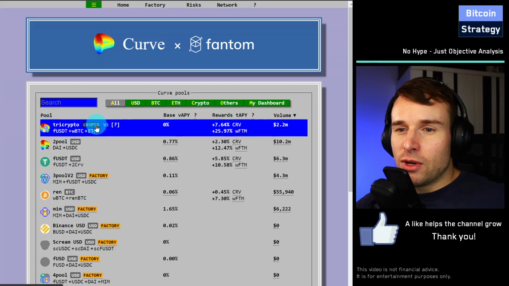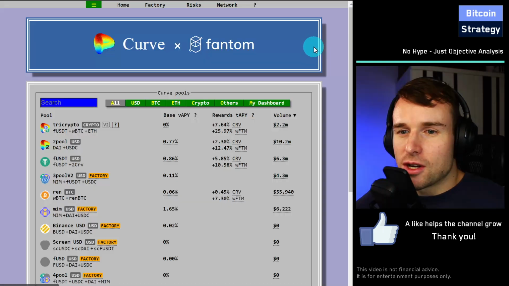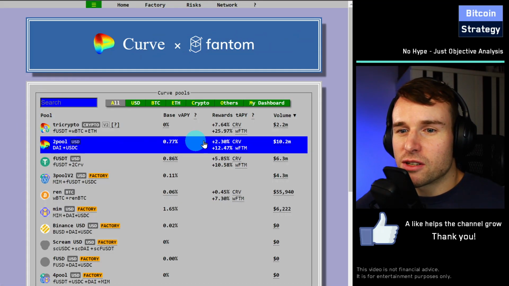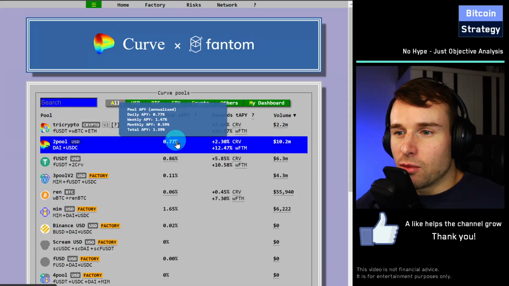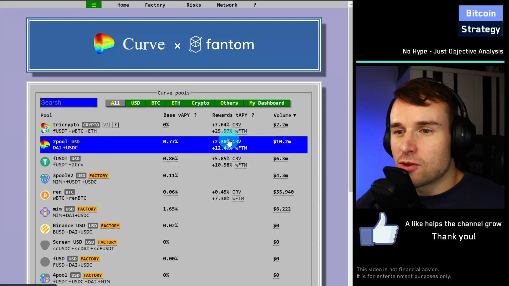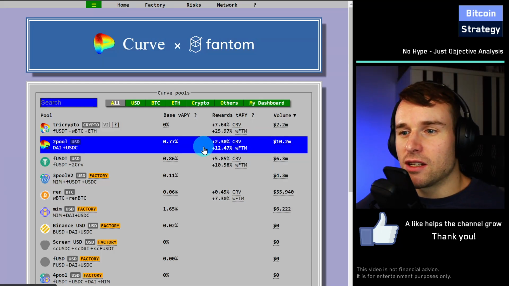Now, I'm personally not really a fan of the impermanent loss risk. It gives way more return, but it has quite a bit of risk. So out of all those pools, my personal favorite is this one. DAI, USDC, not giving a lot of base APY, giving only a little bit of exposure to CRV, 2% return, but giving 12.5% in Phantom.